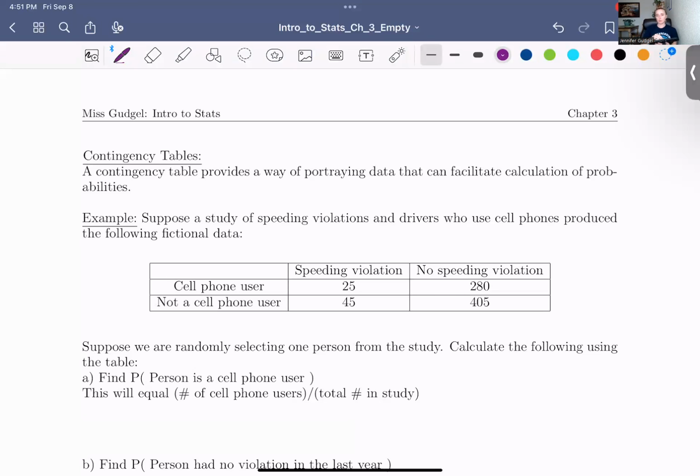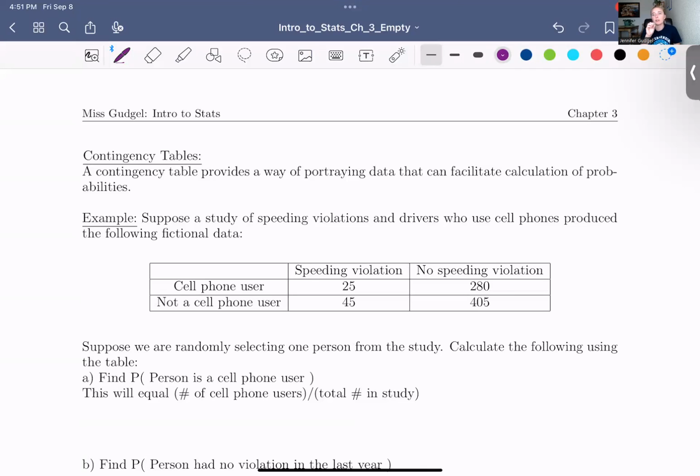So contingency tables are a really nice way to display how your data is separated into certain categories. For example, in the example we have below, we're looking at a number of people that were interviewed and asked two things: if they had a speeding violation and if they also used a cell phone, or if they didn't have a speeding violation and if they also used a cell phone. So basically two yes or no questions. Have you had a speeding violation? And are you a cell phone user? Do you have a cell phone?